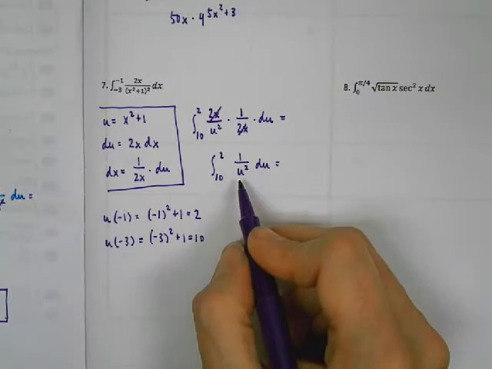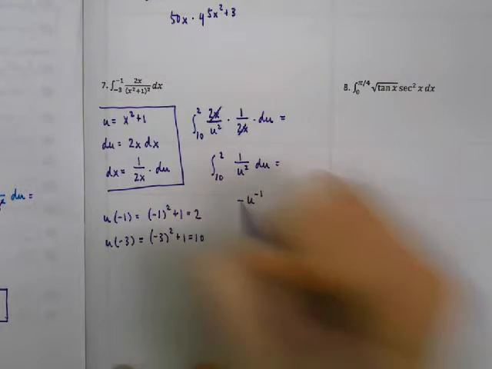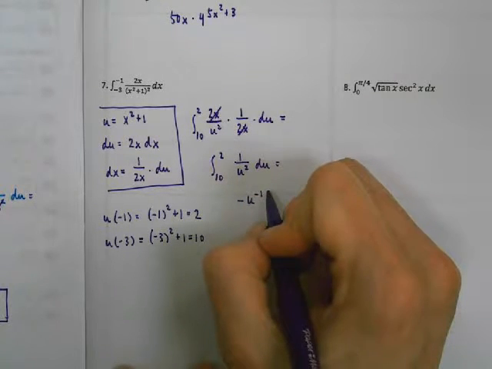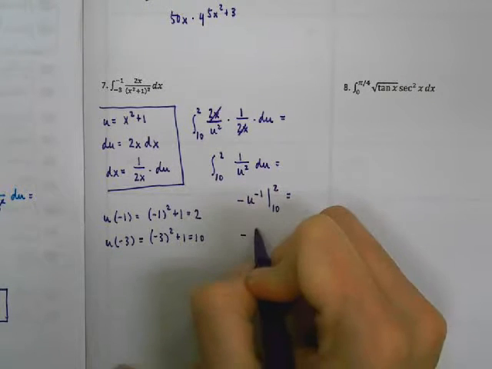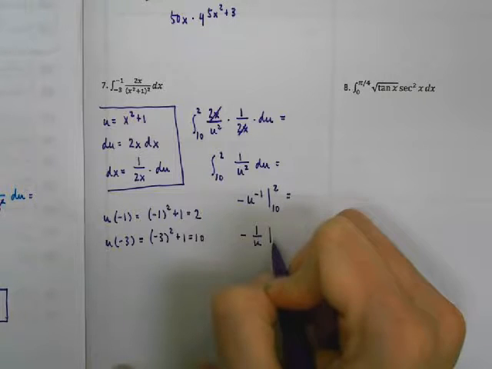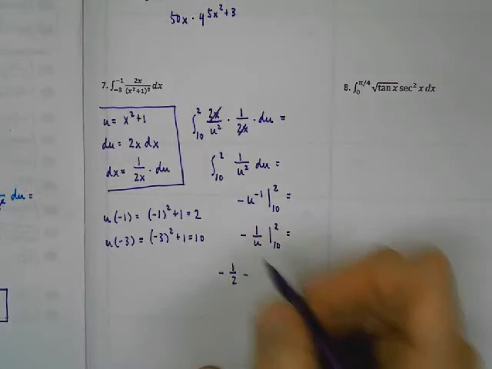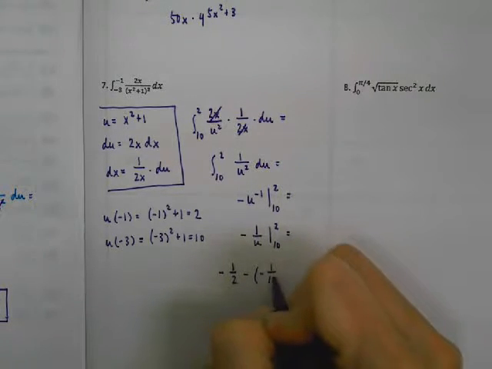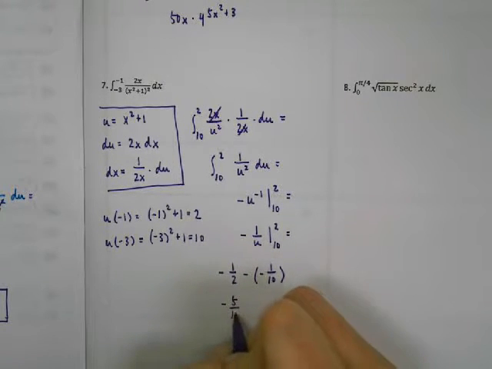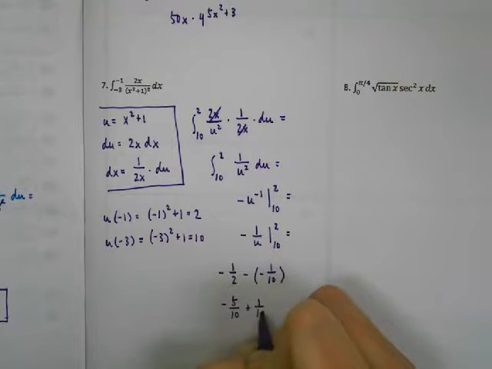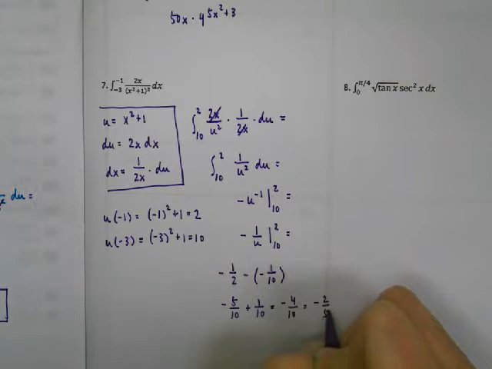I know 1 over u squared is u to the negative 2, so if I add 1, I'm going to have u to the negative 1, and I'm going to divide by negative 1. And I'm going to evaluate that from 10 to 2. So really that's negative 1 over u from 10 to 2. So I have a negative 1/2 minus negative 1/10. So let's see, if we make a common denominator, I have negative 5/10 plus 1/10, which is going to give me a negative 4/10 or a negative 2/5.